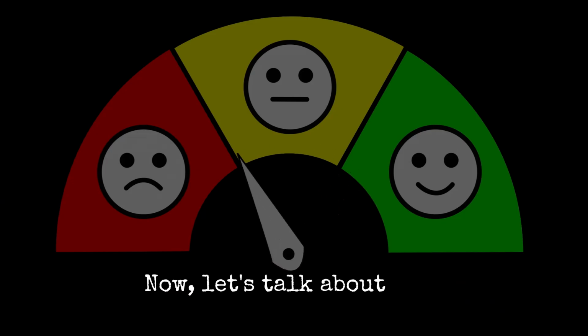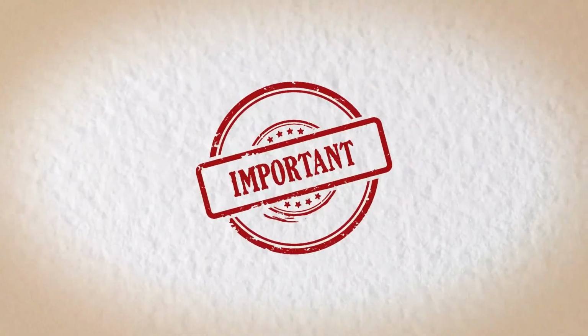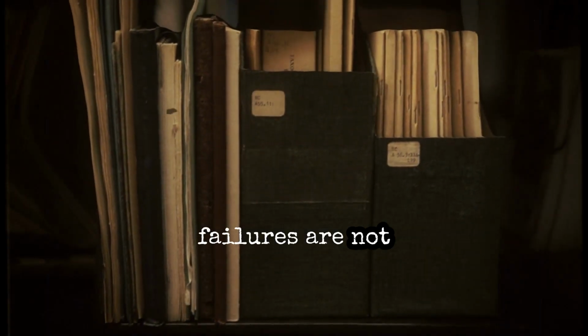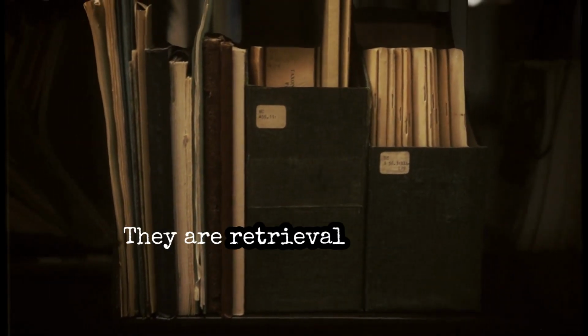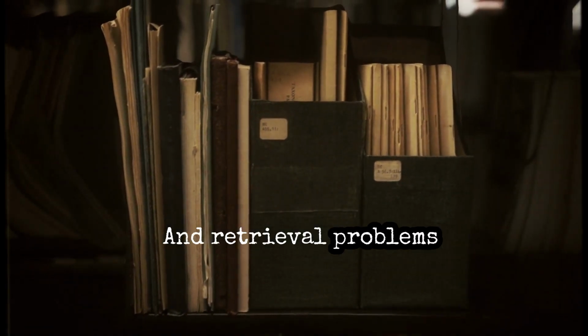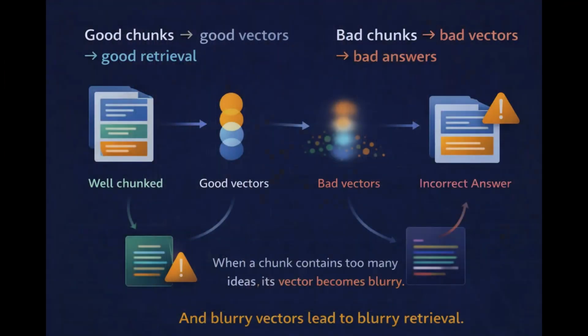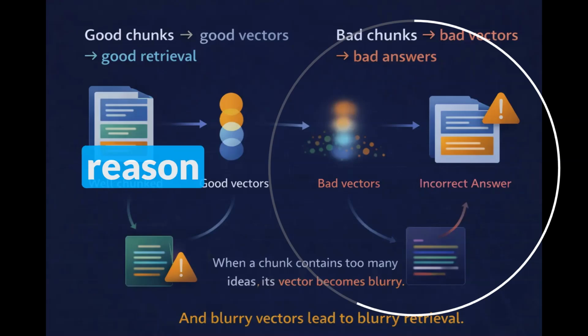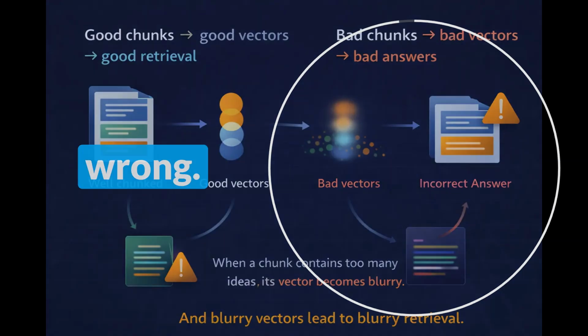Vector quality: why most RAG systems fail. Now let's talk about the part most teams underestimate: vector quality. Most RAG failures are not model problems, they are retrieval problems. And retrieval problems are almost always vector quality. The failure chain: bad chunking leads to bad embeddings, leads to bad retrieval, leads to bad answers. The model can only reason over what it is given. If retrieval is wrong, the model will still answer confidently wrong.